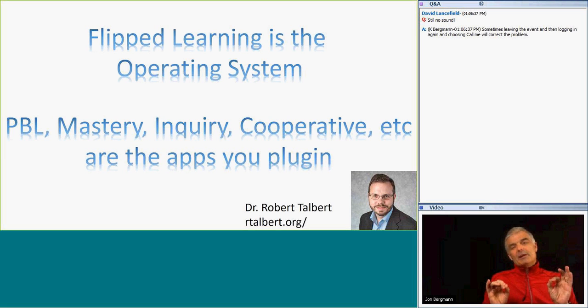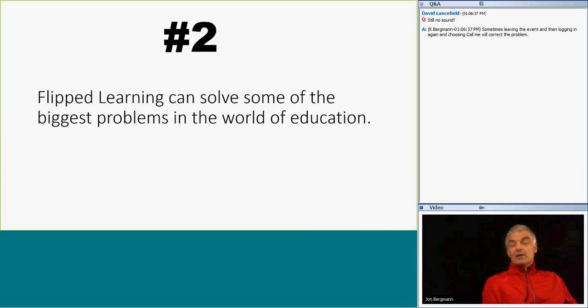Next, talk about the app you must always have. If you have this app, you are great as a teacher. That's crazy. Okay, the app is called relationship. Without relationship, your school will fail. You will fail. Okay? But you need this operating system that gives you the time and the space for it to happen. As we're learning about this emerging awareness, flipped learning can solve some of the biggest problems in the world of education.